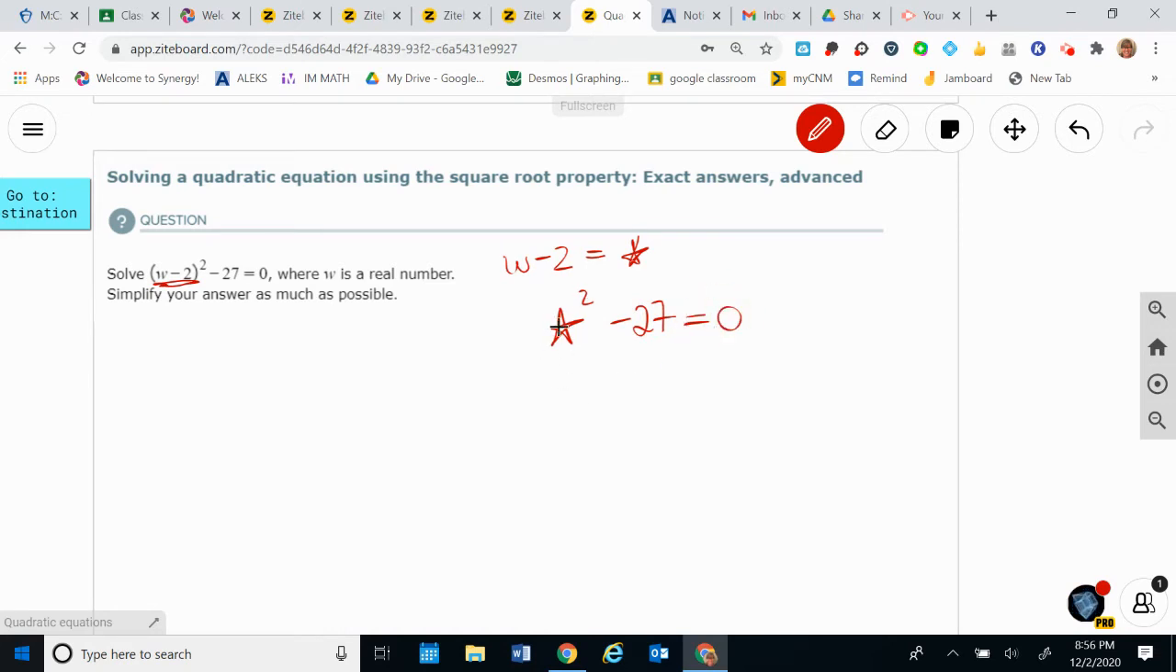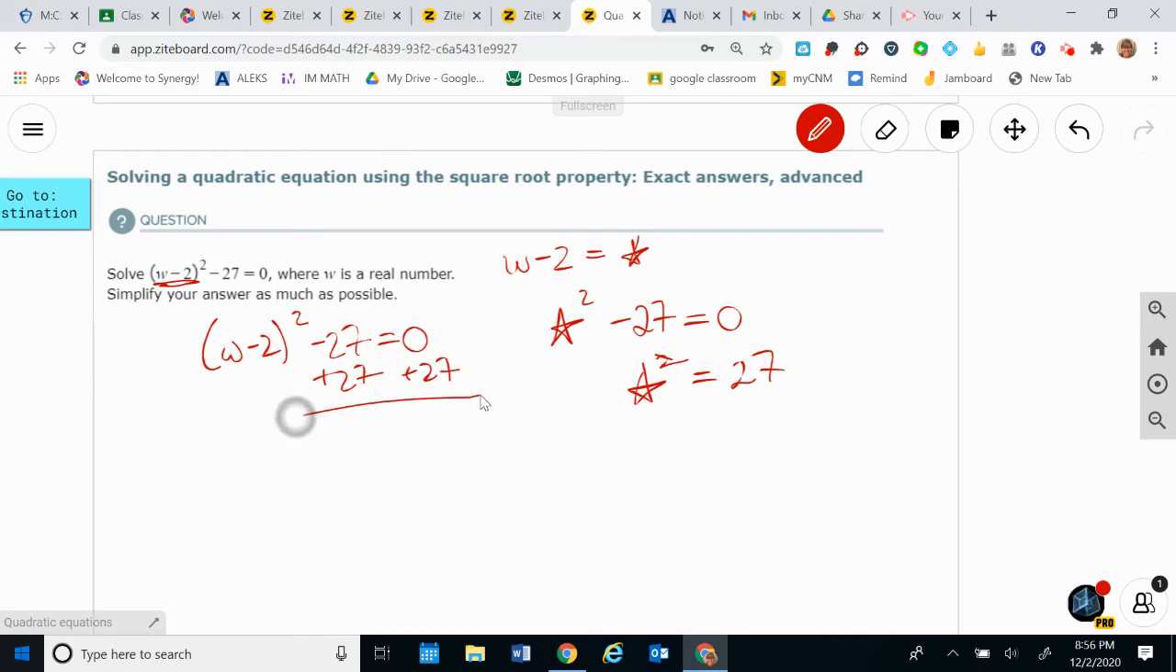How would you isolate the star? You would add 27 to both sides. So you would get star squared equals 27. And then you would take the square root of both sides. So what I'm asking you to do is think of the W minus 2 as an entire quantity. Don't worry about the fact that the W's inside there yet. We're going to move the 27 to the other side. And then you're going to get W minus 2 quantity squared equals 27.